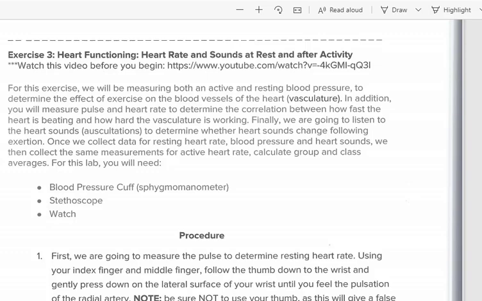All right, the next page of things that you're supposed to be doing in this lab is they want you to watch a video. So there's a YouTube video. Just type that in and look and see. It'll talk about the heart rate, the sounds that you have, auscultation, where you're listening to the different sounds.